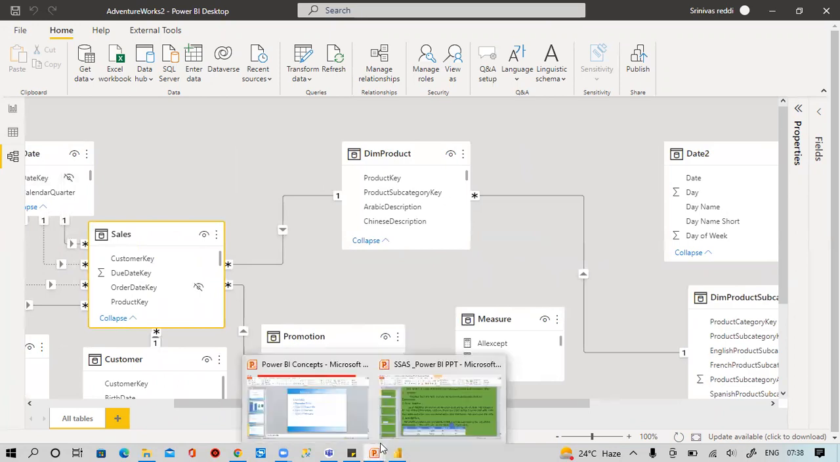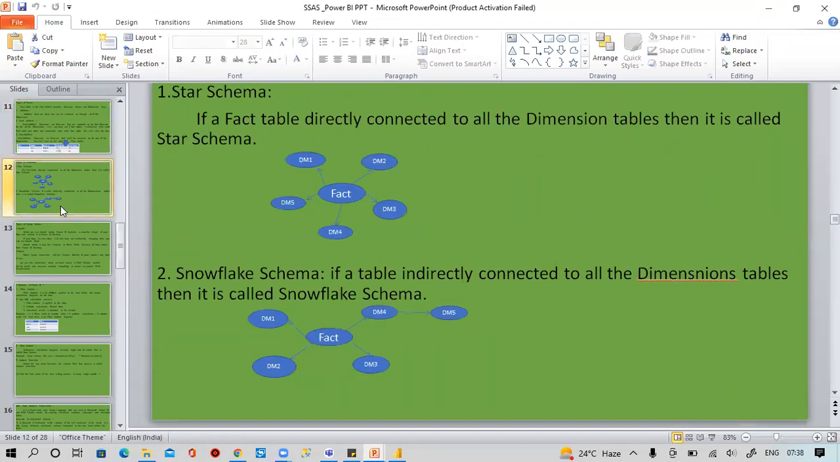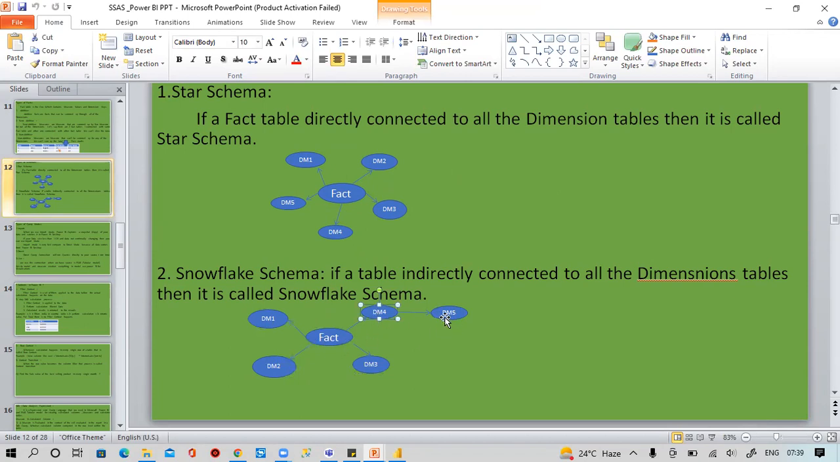So eventually this measure will get sliced by the subcategory. Okay, so I will show you something to make you understand star and snowflake. Yeah, this is what I have written over here. One fact table, multiple dimension tables, all the dimension tables directly connected to the fact table. This is the star schema. In a snowflake schema, there is one fact table, there are multiple dimension tables, and among them there is one more dimension table which is not directly connected to the fact table.